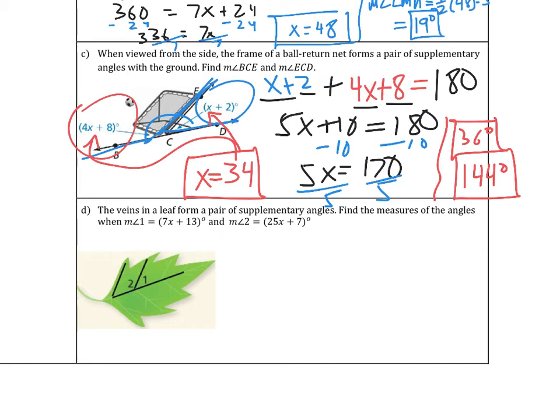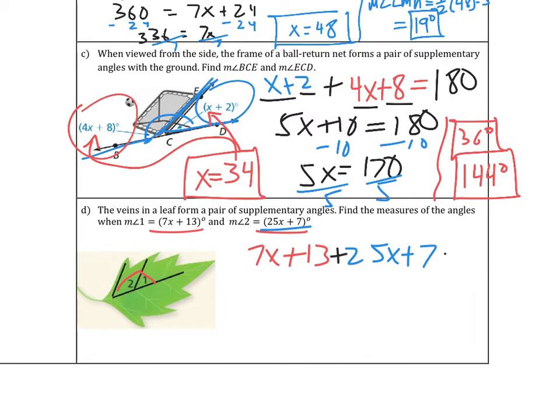All right. I think you're getting it here. You can kind of skip past this if you're getting it. I'll go ahead and work it out if you want to see more. We've got these two angles, 7x plus 13. Okay, these are veins in a leaf, all right? And so these two angles are supplementary angles. 7x plus 13 is one of them. 25x plus 7 is the other.